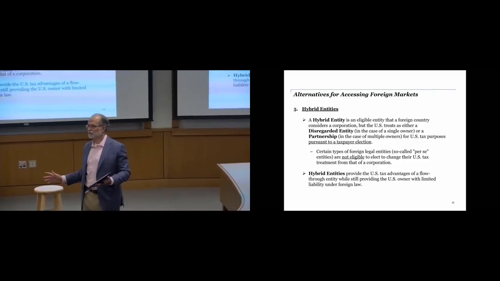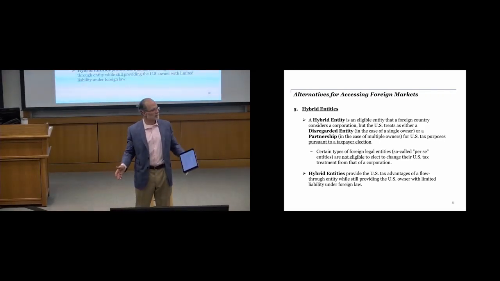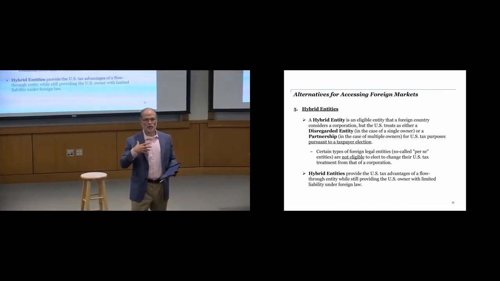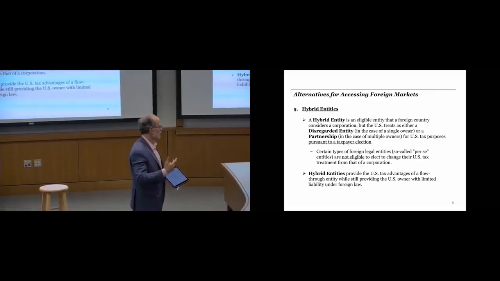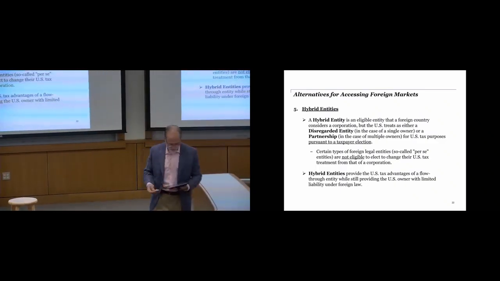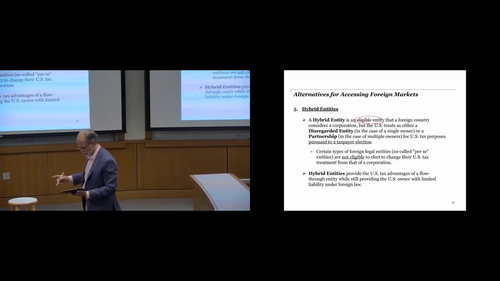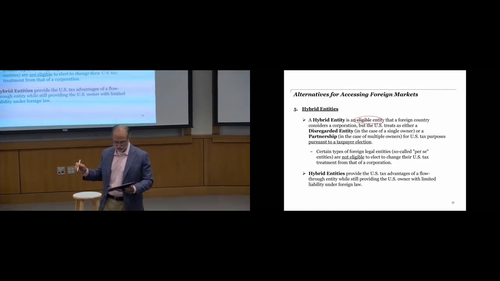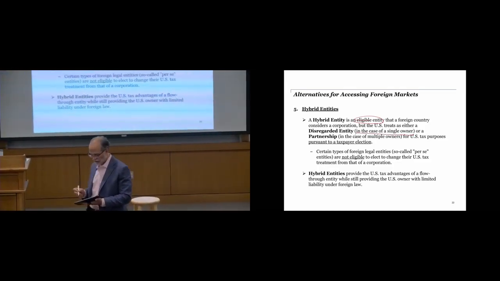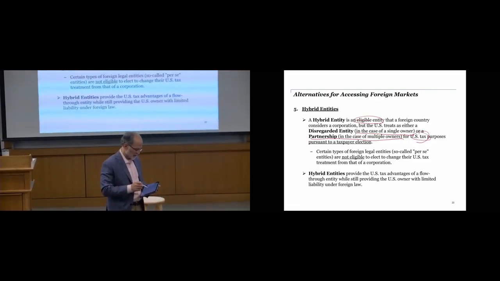So you're going to see these kind of symbols in org charts. And I want to introduce them to you here and show you a way, as you're learning about these entities, to approach them and understand what's going on with them. So a hybrid entity is first an eligible entity, so we'll talk about what that means in a moment, that a foreign country considers a corporation, but the U.S. treats as either a disregarded entity in the case of a single owner, or a partnership in the case of multiple owners for U.S. tax purposes pursuant to an election.